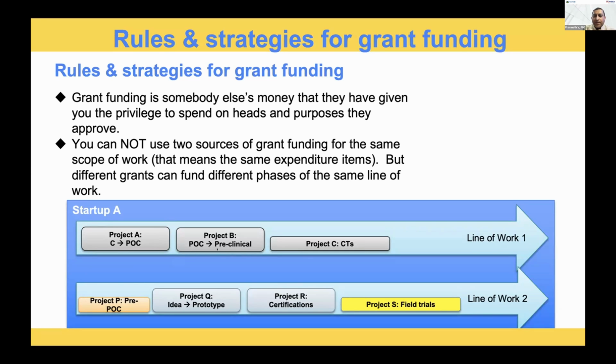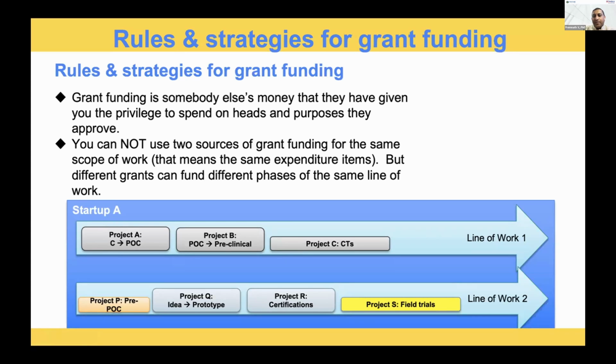That's perfectly fine, as shown here in the top stage. So maybe the first project is concept to proof of concept. That could be something like BIG, or even BIG can do project B, which is POC to preclinical. Maybe it's BIPP that does, say, the clinical trial support. And then investors will kick in at some point in this line of work. But the same project A, the same scope, cannot be funded by two grants.